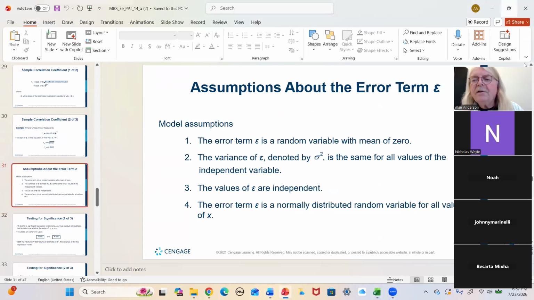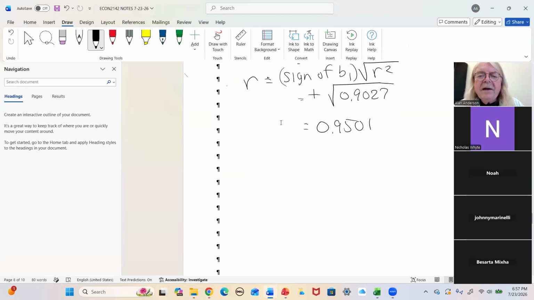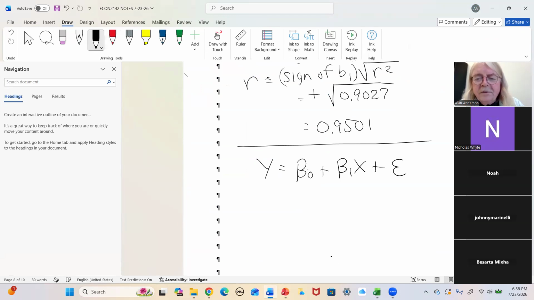Okay, so now we're switching gears here and looking at the assumptions that are being made about our regression line. A lot of these are about the error term. The error term can contain a lot of useful information about what we're doing here. So what are we assuming? Number one, epsilon can be treated as a random variable, and that means it has its own probability distribution and moments.